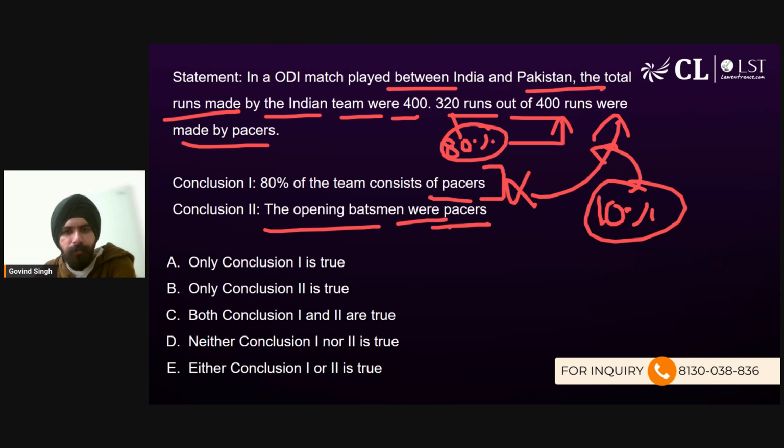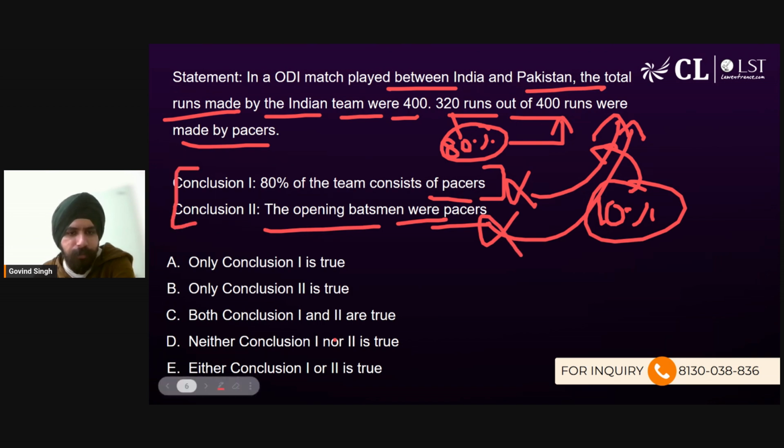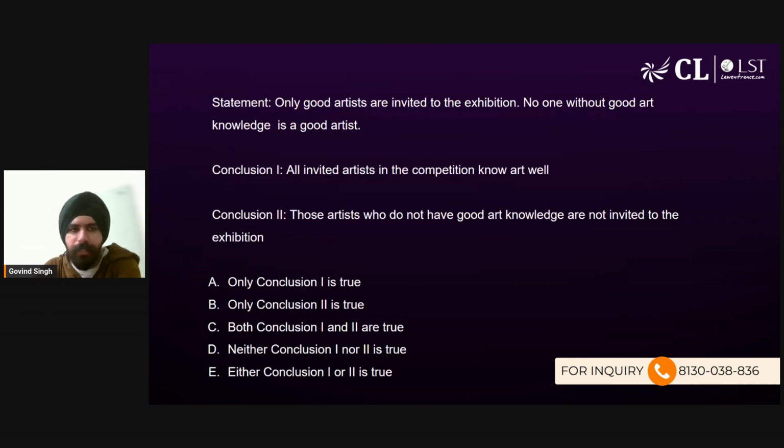The opening batsmen were pacers. Do we have any information which suggests that opening batsmen pacers थे या pacers जो थे वो opening batsmen थे? No information to suggest that, so we won't be making any assumption. This would also be a wrong conclusion. So both the conclusions are wrong, which means neither one or two is true, and option D becomes the correct answer. This is a very simple example of a question on conclusions. Now, let's do one more question before we end this discussion.